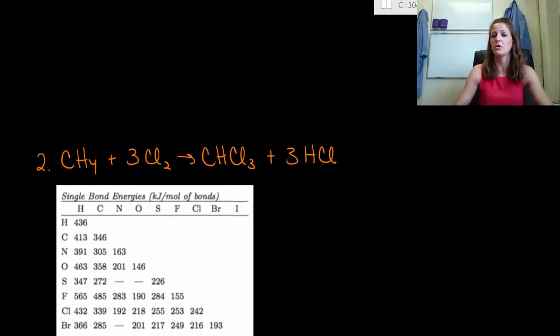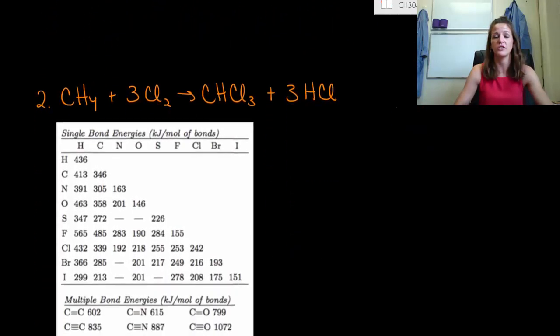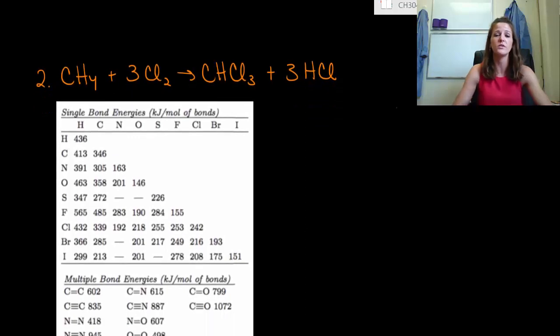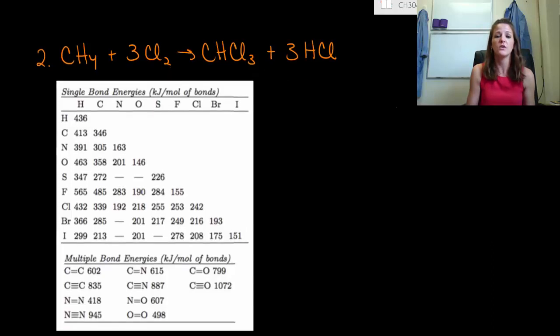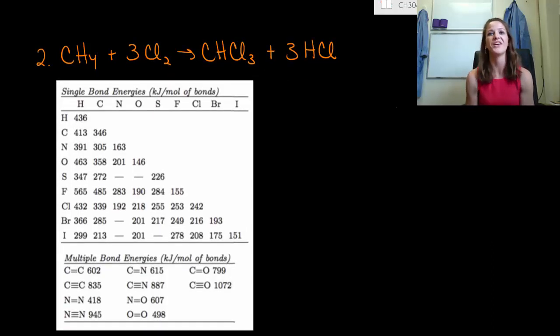All right, let's try another example here. I'm going to make it a little bit more challenging because I've added some more coefficients here, so remember you cannot drop those. So now here's your equation and here's your chart with the table of energies. So go ahead and take a second and see if you can determine this one for us, okay? Go ahead.